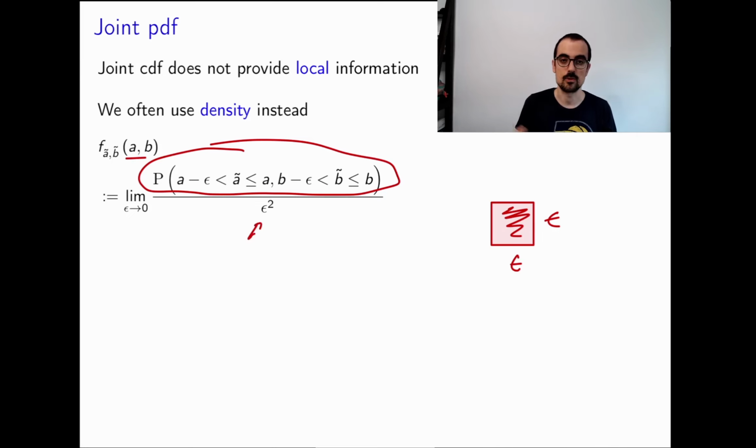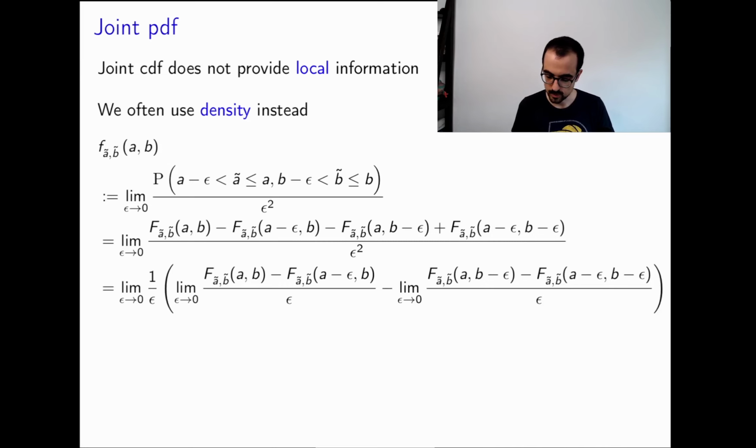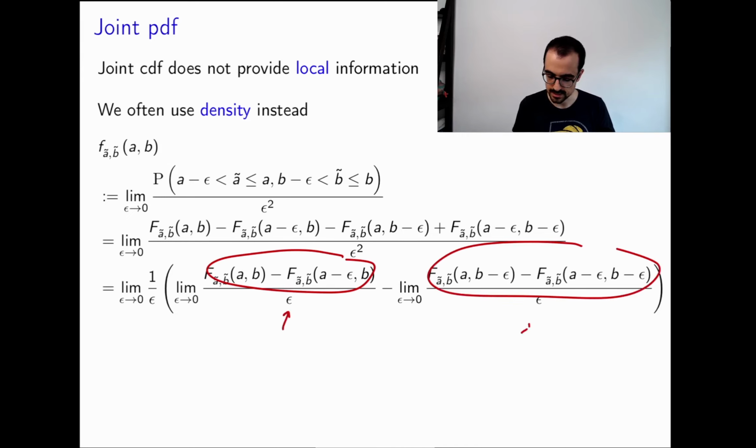Now we apply our formula with the CDF for the probability of being within the square. And now we group the terms here so that we divide by one of the epsilons and take the limits, and we just obtain derivatives. This is more calculus. It's not super interesting. It's just going to show us that essentially we differentiate the joint CDF in one direction.